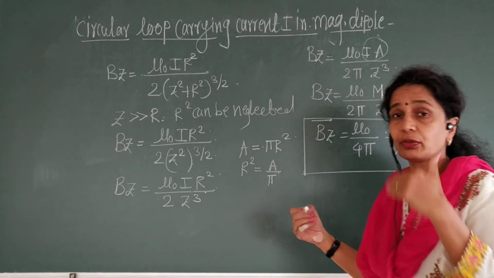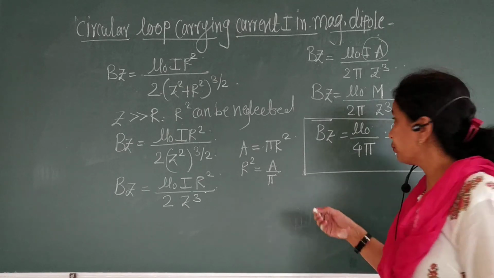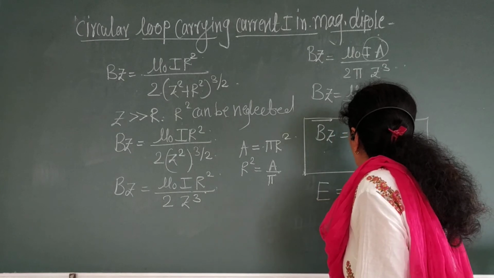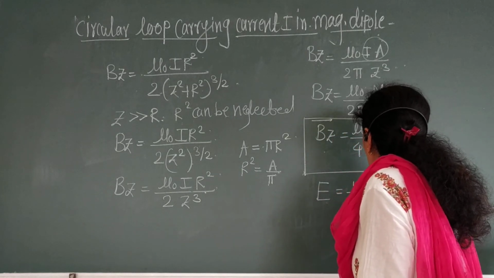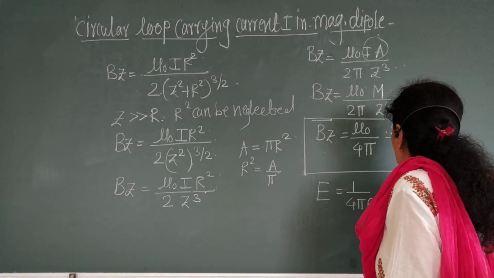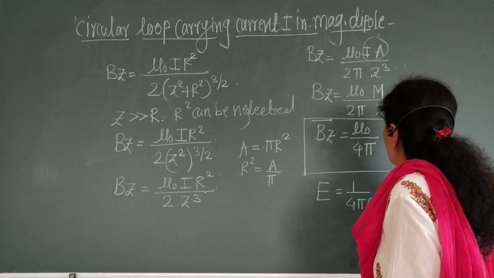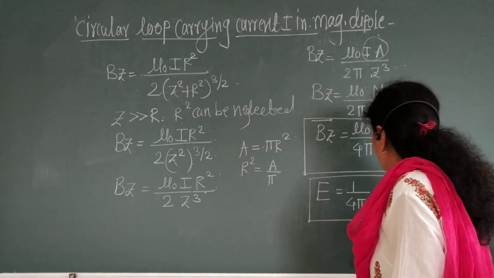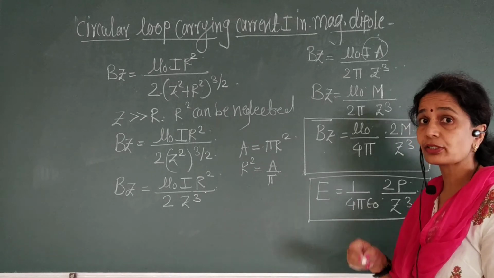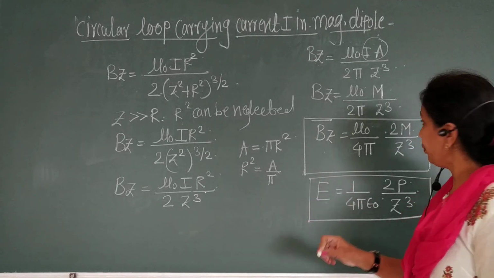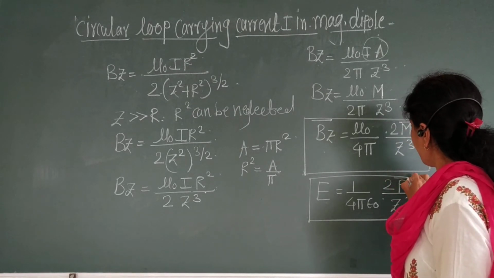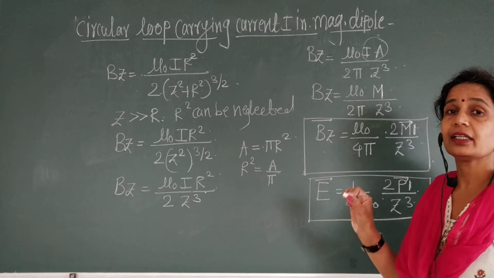Now compare this equation with the electrostatic field. What is the value of the electrostatic field? E is equal to 1 upon 4 pi epsilon 0, then twice p upon z cube. This is the equation of the electrostatic field in the case of an electric dipole moment. Here M is the magnetic dipole moment and here p is the electric dipole moment.